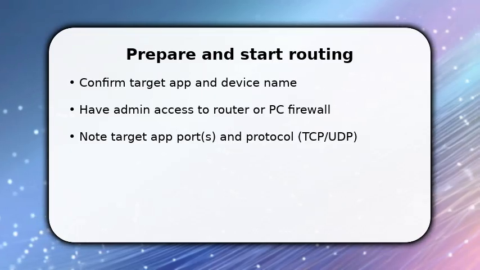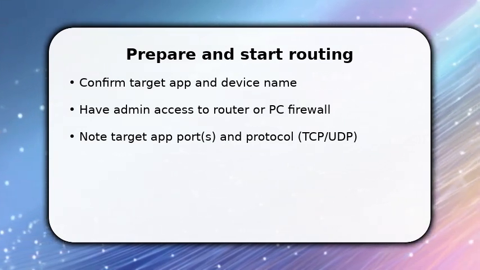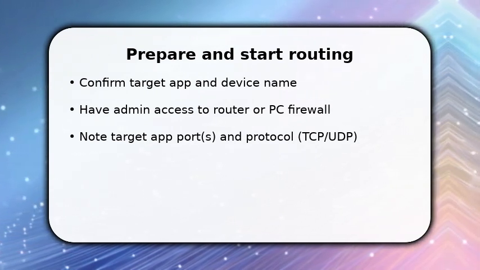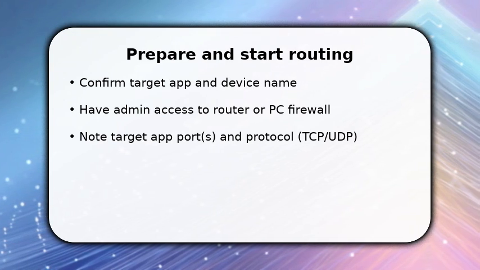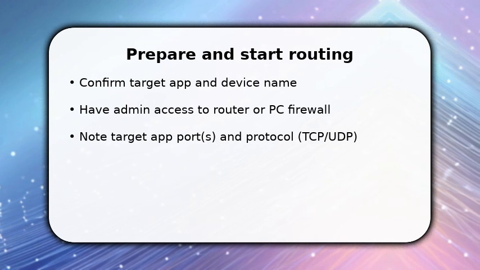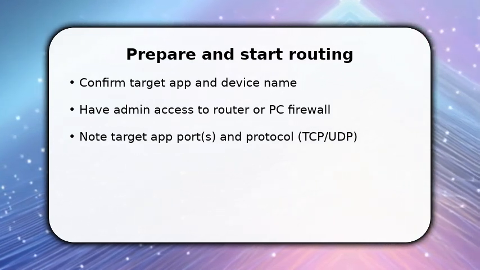You'll begin by confirming the single application you want online and the device it runs on. Once done, sign into your router or open your PC firewall as admin because you'll change network rules there. Make sure to jot the app's port numbers and whether it uses TCP or UDP. This is critical for correct routing.